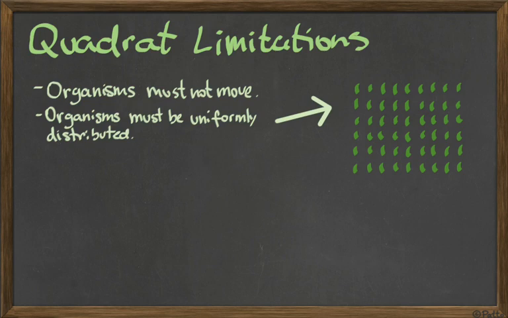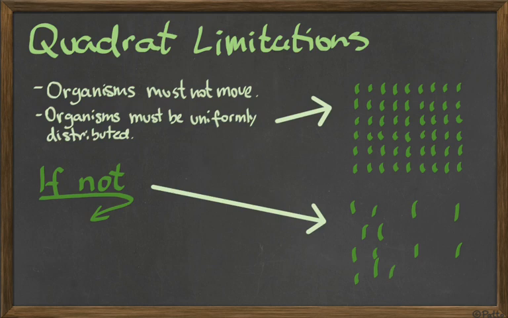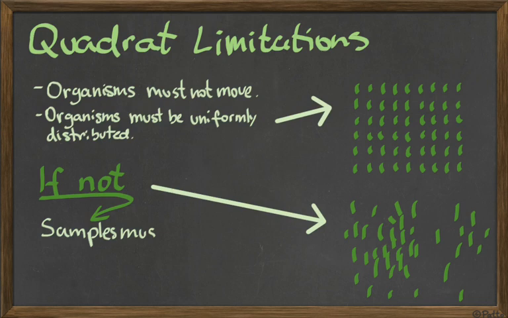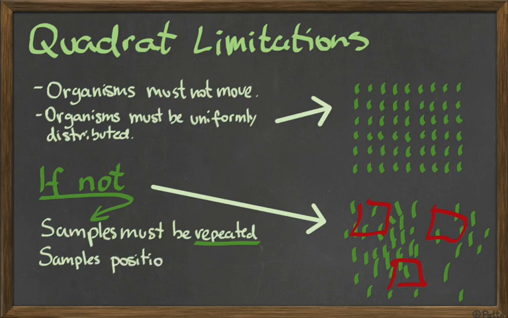However, uniform distribution is almost impossible to have in natural populations. So in that case, if they are not evenly distributed, there is a solution. Okay? You must make repeated samples. You sample once over here, and then you sample over here, and then you sample over there. But very important when you repeat samples is that the samples must be random. You must randomize where you are going to be putting your quadrats so you can make the estimates.